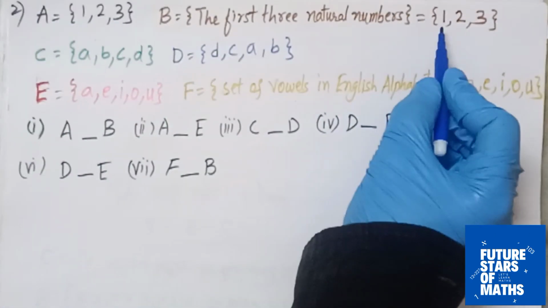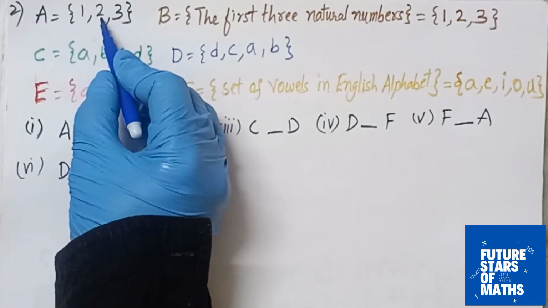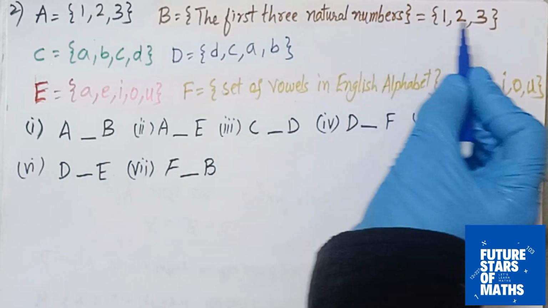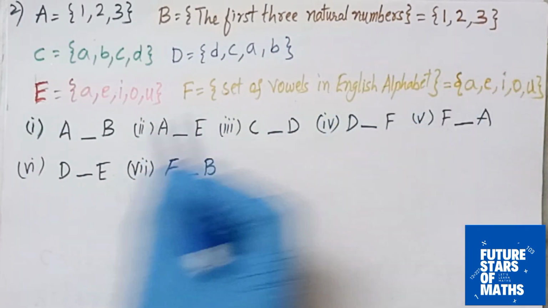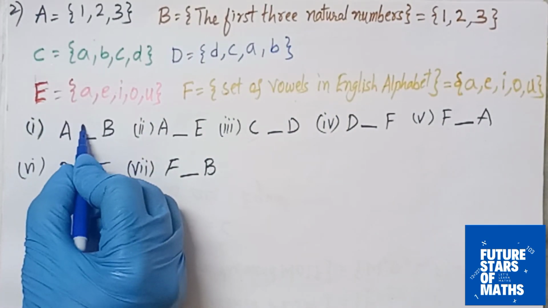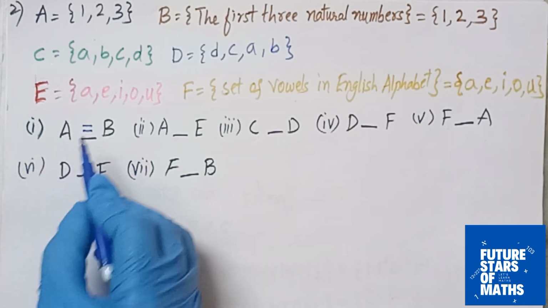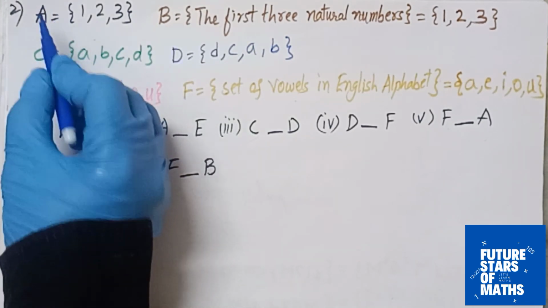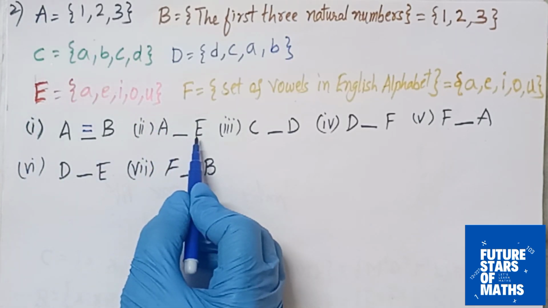Here we have 1, here also 1. The next element is 2, we have 2 here also. The next element is 3, here also we have 3. So what sign will we get here? Equal to sign. Both sets are equal. Is it clear? Now we will move to the next bit, A and E.